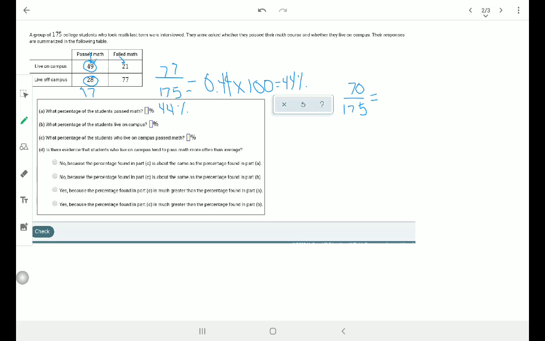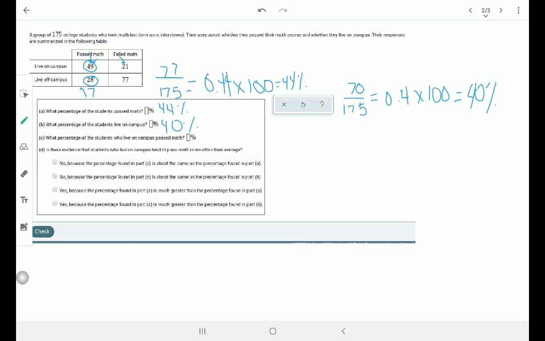So 70 divided by 175 gives me 0.4, and then once again we multiply it by 100 to get the percent, in which case I get 40%. So part B, 40% of students live on campus.